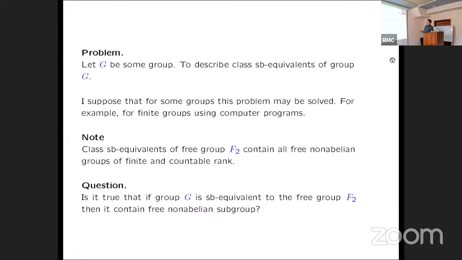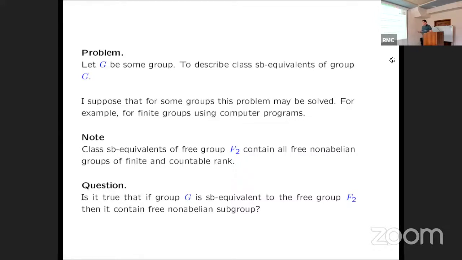And I want to move over to the next problem. Let G be some group, and describe the class of SB equivalence of the group G. I suppose that for some groups this problem may be solved, for example for finite groups using computer programs. If somebody can calculate how many brace structures there are, I think it's more difficult to find the number of classes of SB equivalents.